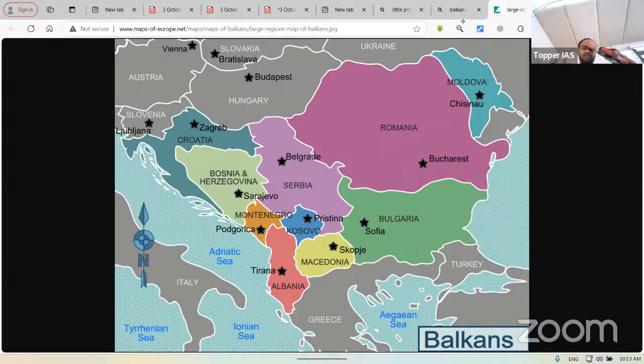Okay, so go through this. And look at the seas: Adriatic Sea, Ionian Sea and Aegean Sea and Tyrrhenian Sea. Tyrrhenian Sea is west of Italy.